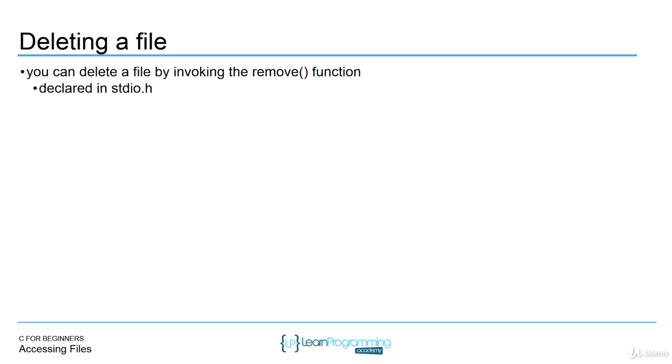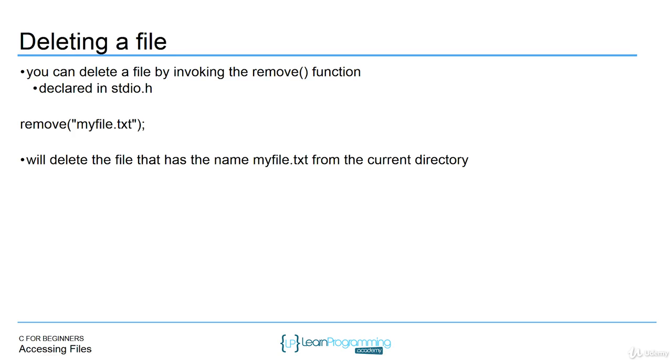How about deleting a file? You can delete a file by invoking the remove function. This is also declared in standard io.h. All the file operations are declared in standard io.h. You can always go look at this header file if you want, wherever the C header files are installed. So you just say remove, name of the file.